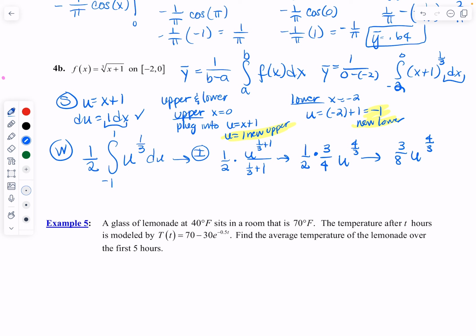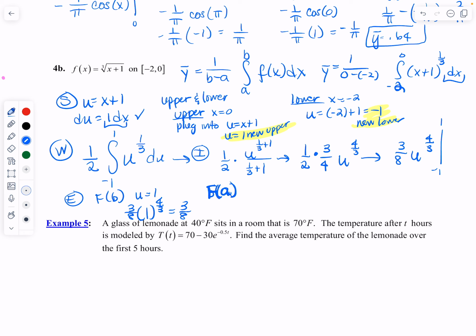And now I'm going to take that interval from -1 to 1. Okay, now evaluate. So I need f at b. Remember that u is equal to 1. So I'm going to plug this into this formula. 3/8, u is 1 to the 4/3 power. This equals 3/8. Done.